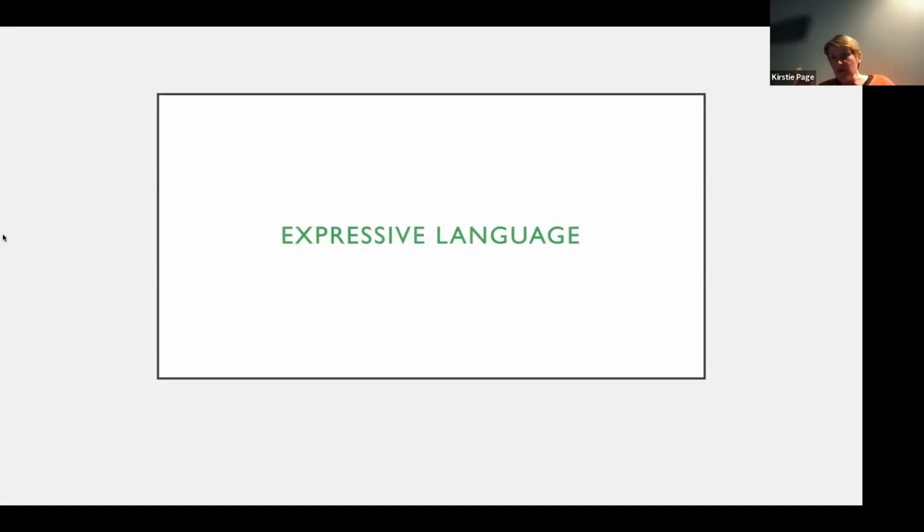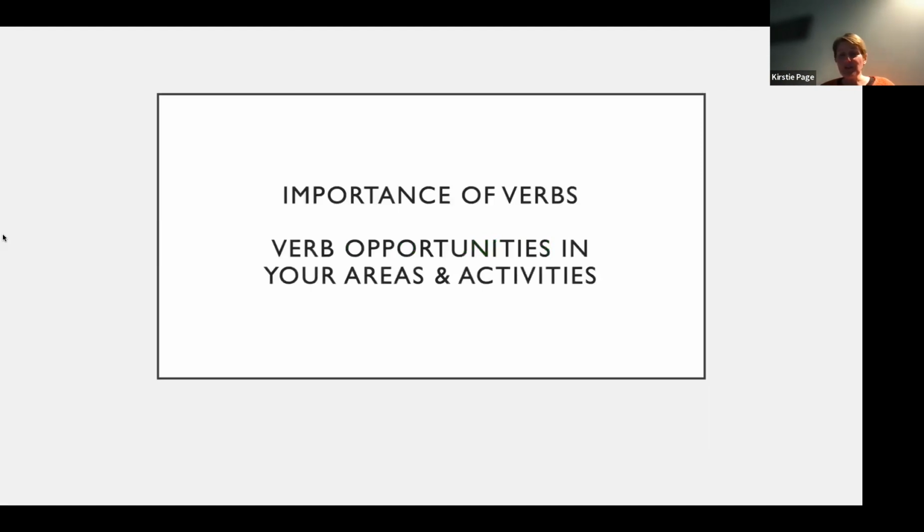So let's move on to thinking more specifically about expressive language. And I will probably have mentioned quite a few times through the course of this training the fundamental importance of verb vocabulary. And again, if you're going to take away just one thing from this training, take away the fact that verbs are really important.